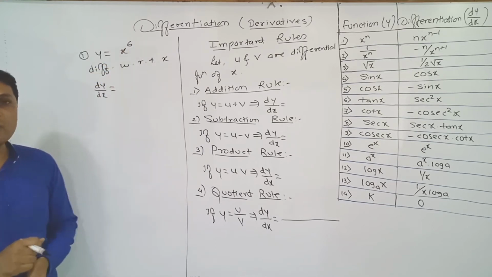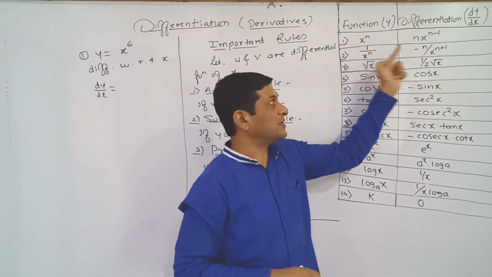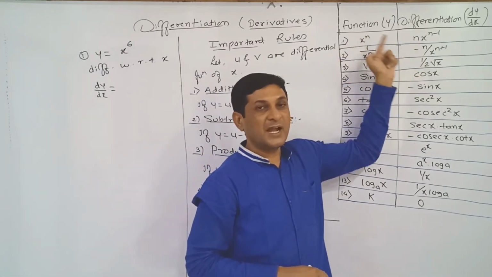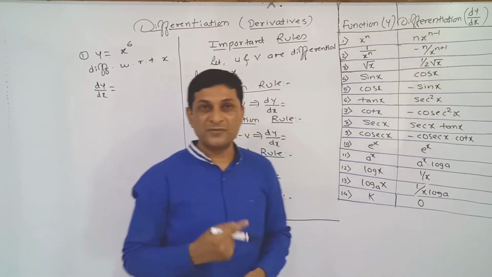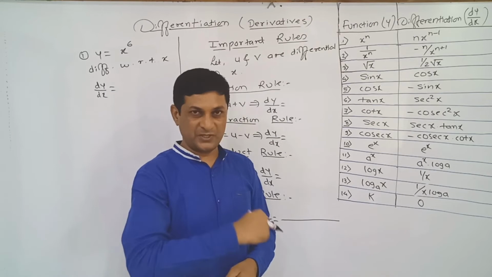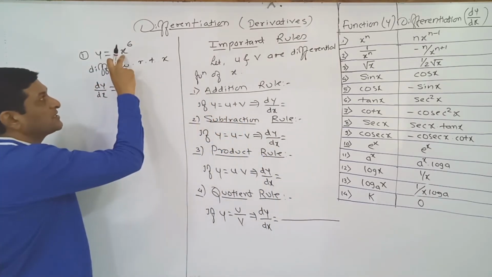If the function is in the form of x raised to power n, according to this formula, first take this power n as a coefficient, and then decrease this power by 1. So what this formula says is that first take the power of x as a coefficient and then decrease the power by 1. According to this formula, what is the derivative of x raised to power 6?